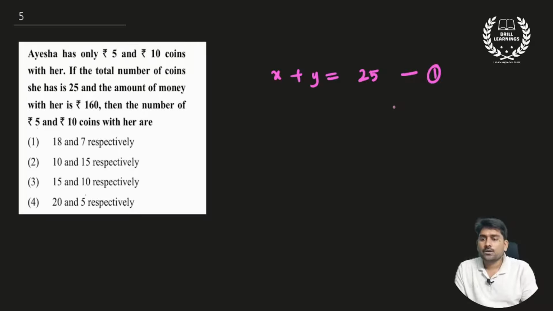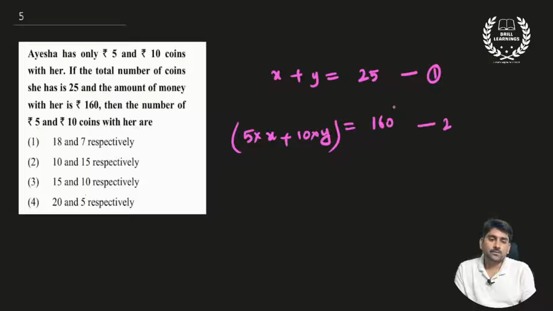Now next, if I want to get the total value, that is 160 rupees, what do I have to do? I have to multiply 5 rupees with the number of 5 rupee coins, that is X, and then 10 rupees with the number of 10 rupee coins, and this value should be equal to 160. This is our equation 2. We have two equations now. So what is the use of these two equations?